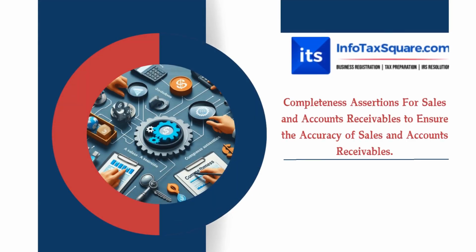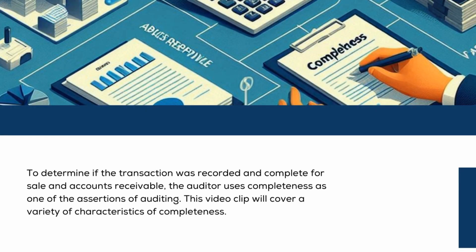Completeness assertions for sales and accounts receivables to ensure the accuracy of sales and accounts receivables. To determine if the transaction was recorded and complete for sale and accounts receivable, the auditor uses completeness as one of the assertions of auditing. This video clip will cover a variety of characteristics of completeness.